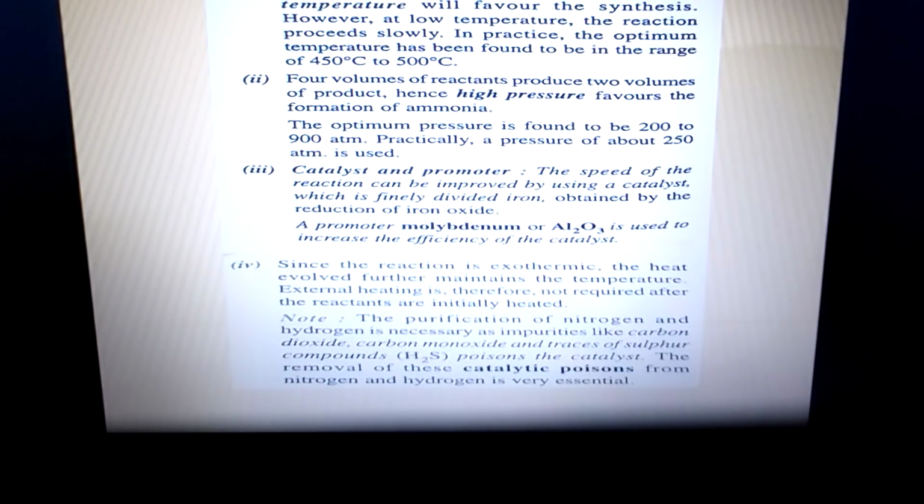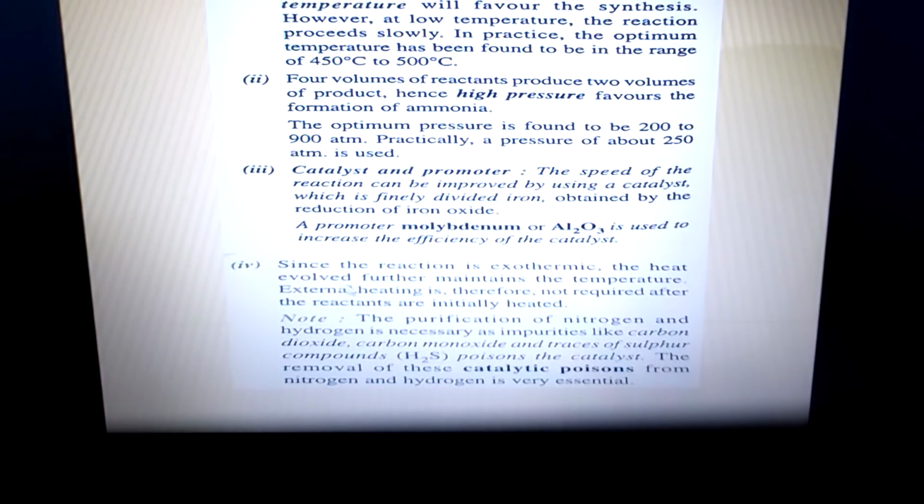Now the catalyst used is finely divided iron, and the promoter used is molybdenum or Al2O3. And what is the function of the promoter? To increase the efficiency of the catalyst. Now since the reaction is exothermic, once the reaction starts and the heat is evolved, external heating is not required. The internal heat that is produced would be sufficient to carry out the process.